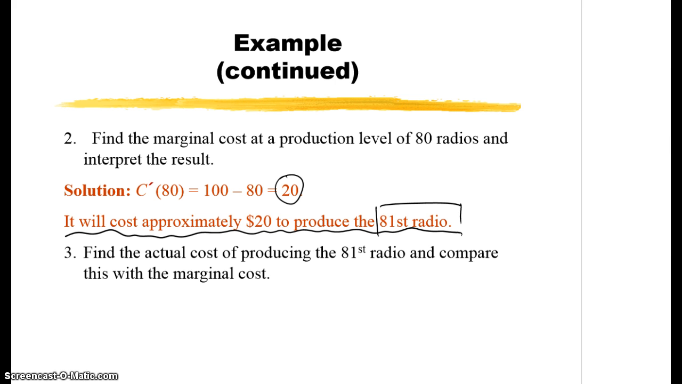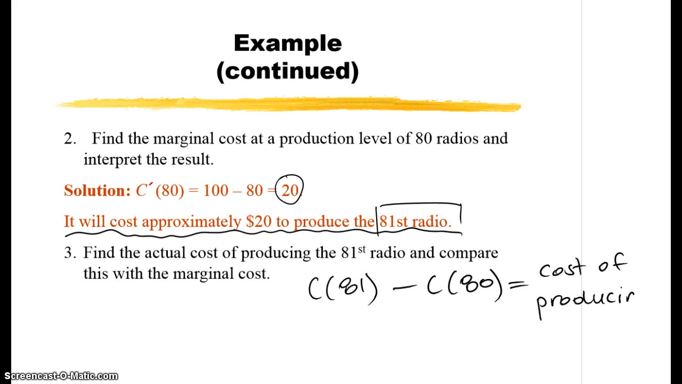And in fact, that's what they're going to ask us to do in part 3. How do you find the actual cost of producing the 81st radio? Well, wouldn't you agree with me that if you find how much it costs you to produce 81 radios, and from that subtract how much it costs you to produce 80 radios, then you have found the cost of producing the 81st radio? So if you find this difference, c of 81 minus c of 80, then you are really finding the cost of producing the 81st radio. That calculation finds the exact or actual cost. Remember, using the derivative is an approximation, like we did in part 2. That's why they want us to compare the two answers.